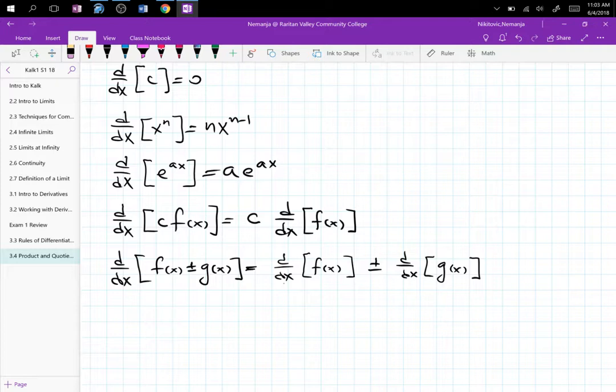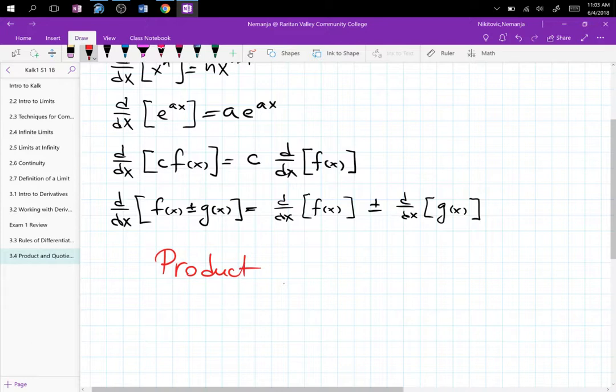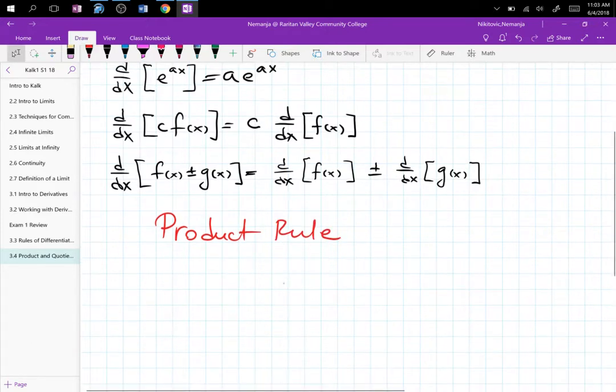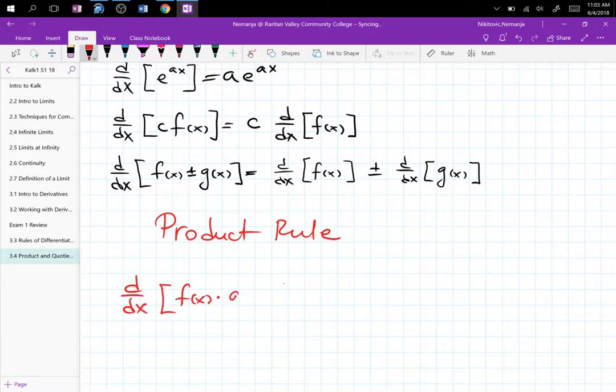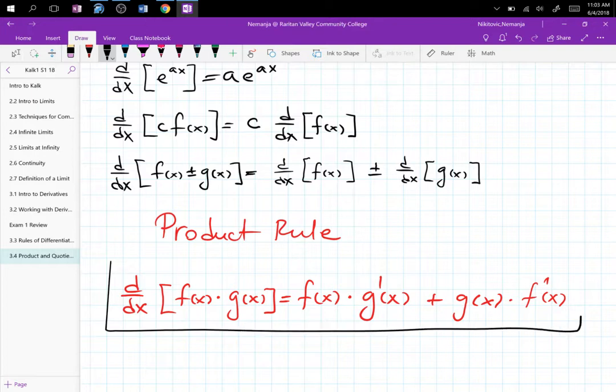But if you have a product, you have to use the product rule formula. So let's write the product rule formula down. The product rule formula says the derivative of f of x times g of x is going to be f of x times the derivative of g plus g of x times the derivative of f. So this is the formula for the product rule.